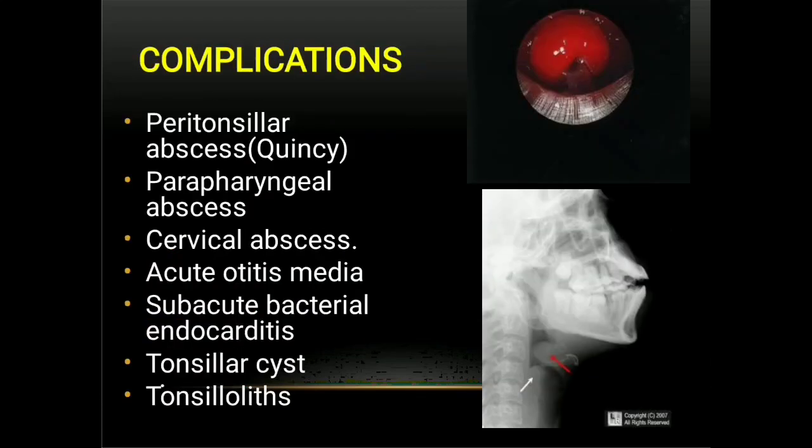Complications: peritonsillar abscess, quinsy, parapharyngeal abscess, cervical abscess, acute otitis media, subacute bacterial endocarditis. Cervical abscess is mainly due to suppuration of jugulodigastric lymph nodes.